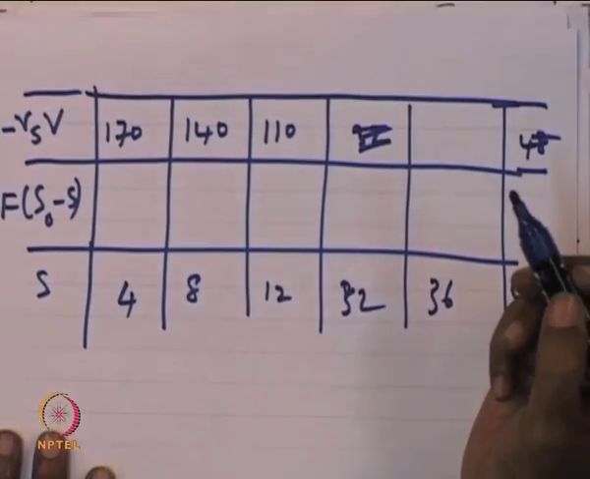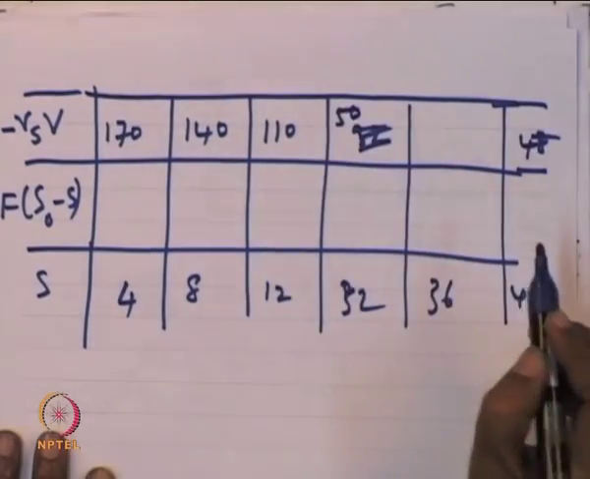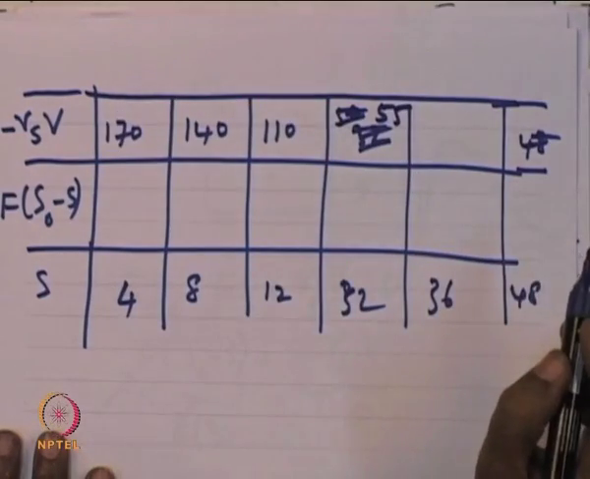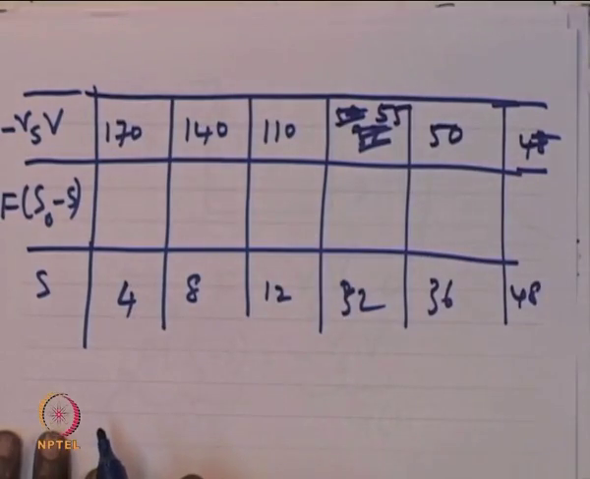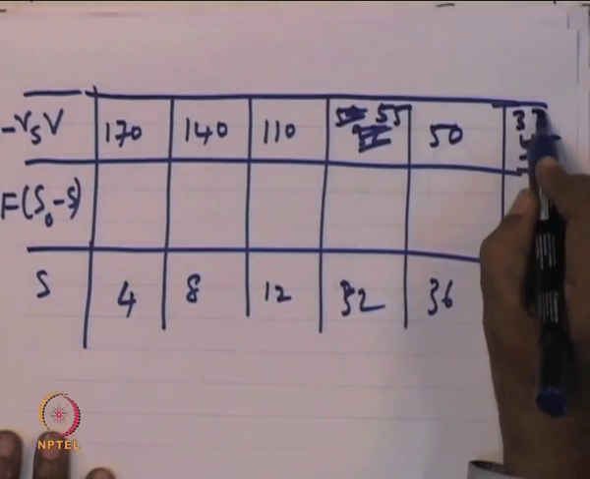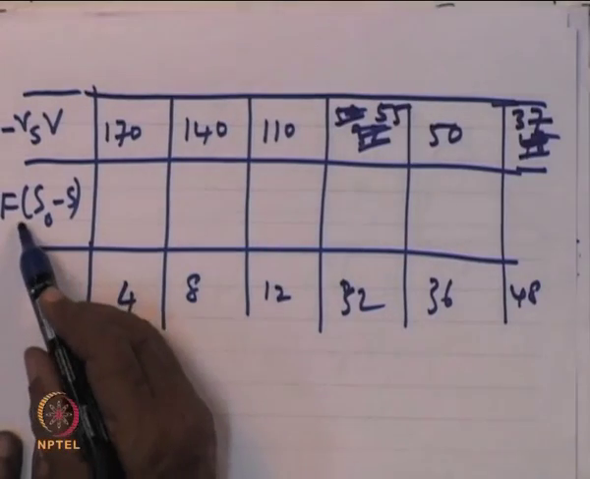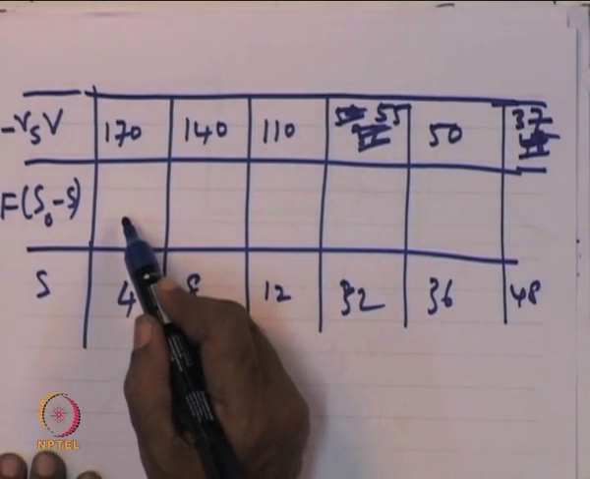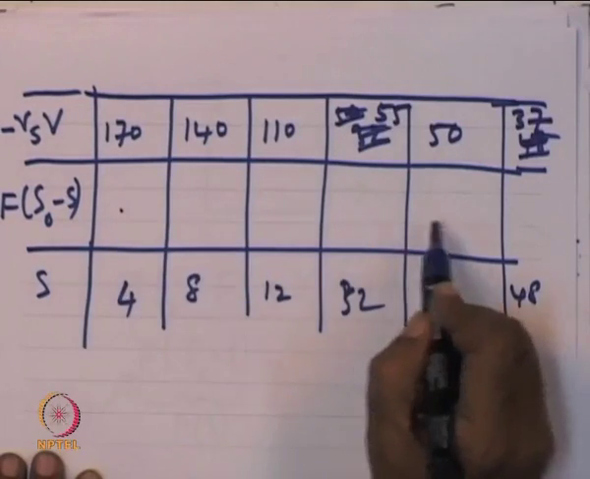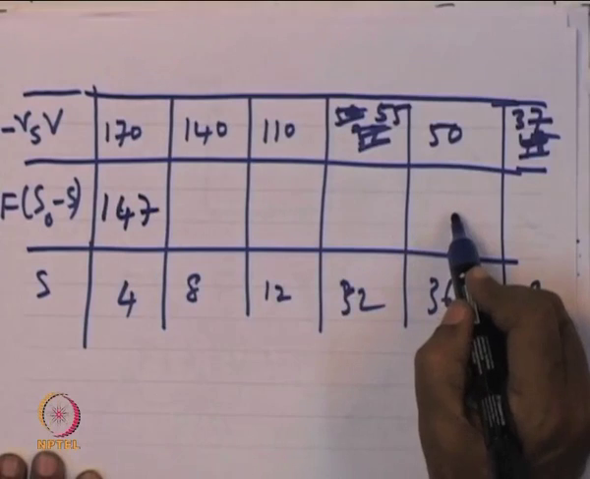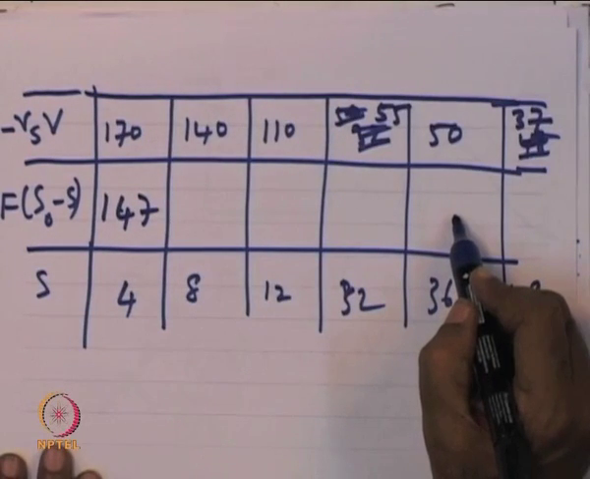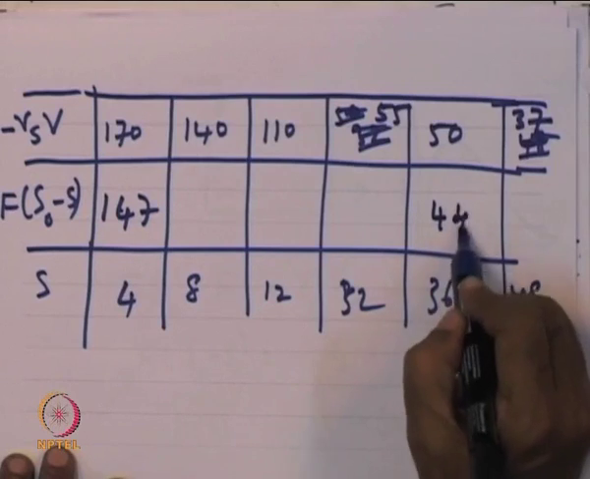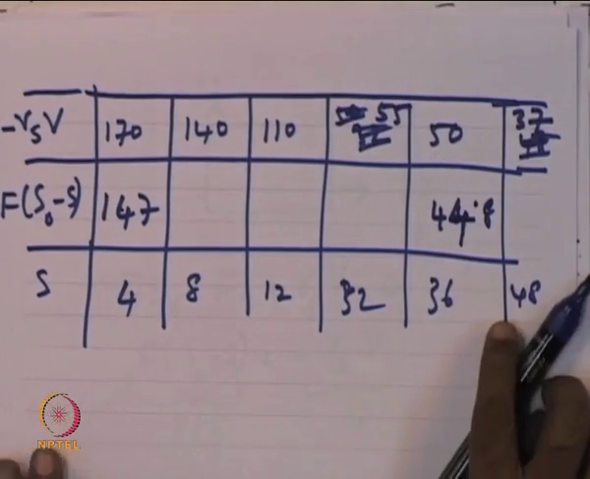So, tell me the numbers. 32 is 50, or 55? 55. And 36 is 50, and 48 is 37. Is it all right? F of S naught minus S, 3.2, 50. So at 4, 46 multiplied by 3.2 is how much? Just 2 points will do. 147. And 3.2 multiplied by 14 is 44.8.